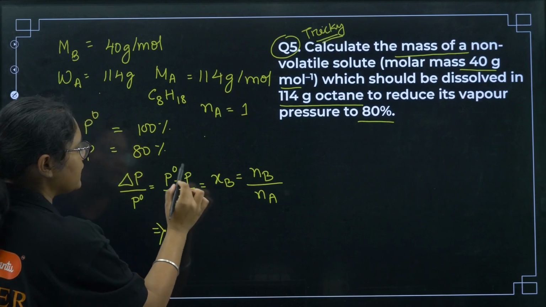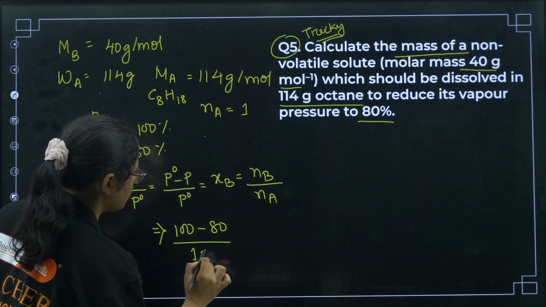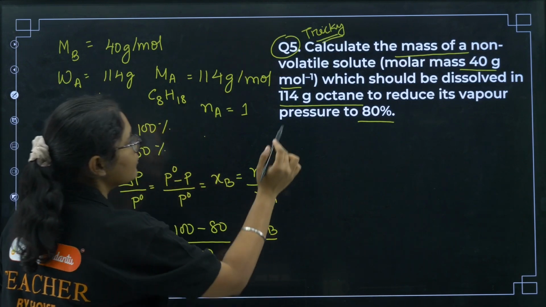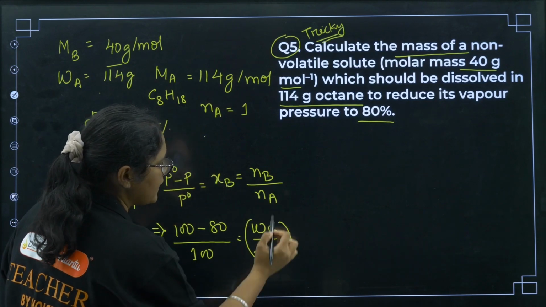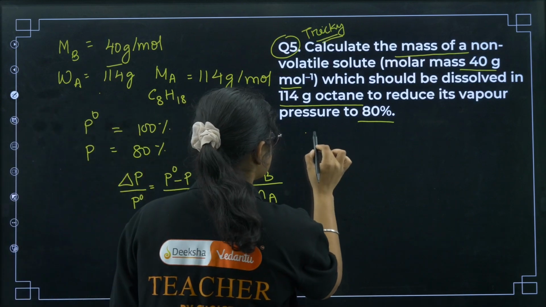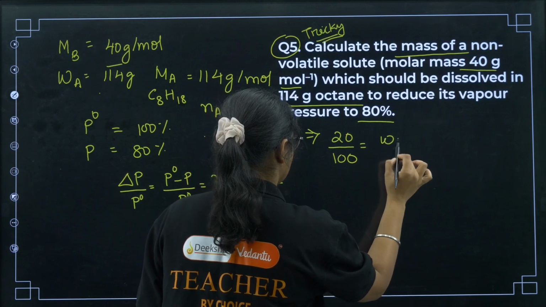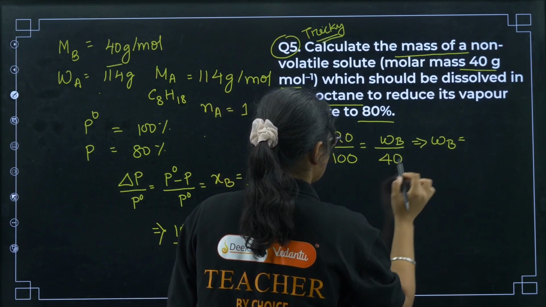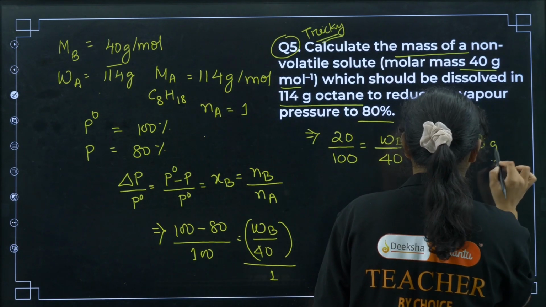Let us calculate. P naught value is 100 minus P value is 80, by 100. Nb will be what? Wb, which we have to calculate, divided by the molar mass, which is already given to you, 40. This is Nb, and Na is 1. Clear? Now if I solve this, this one will become 20 by 100, which is equal to Wb by 40. So what will be the Wb value? You just multiply here, 800 divided by 100, so that is 8 gram.